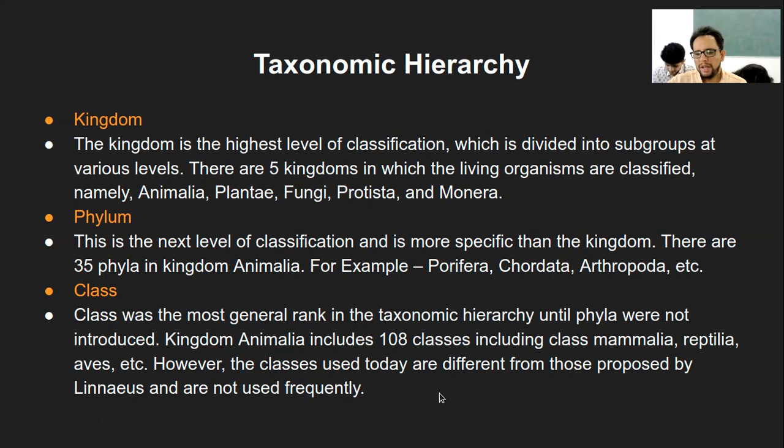Yeah, and one again important point, these classes which are used currently are different than those which were proposed by Linnaeus, because obviously when Carl Linnaeus was studying different classes, he did not study all the categories. He studied only those which were found by him. So some of the classes were left out, and that is why what we use currently is much more rigorous in terms of information. So these are the 3 categories from the top hierarchy.